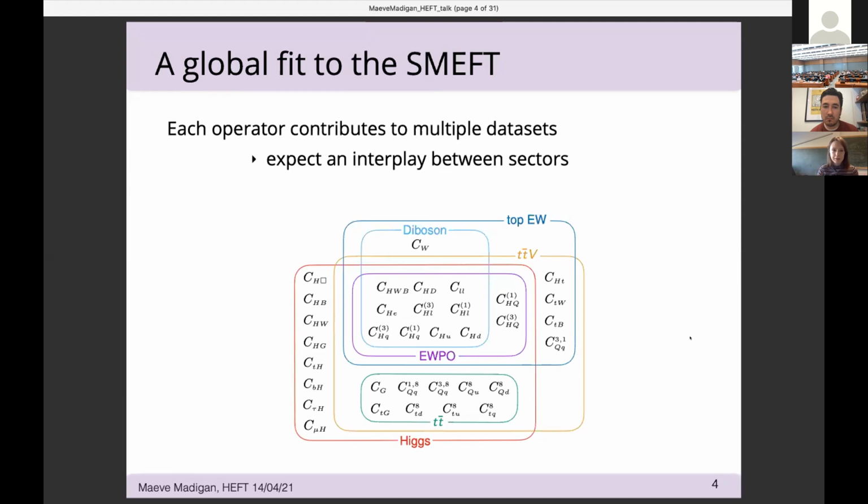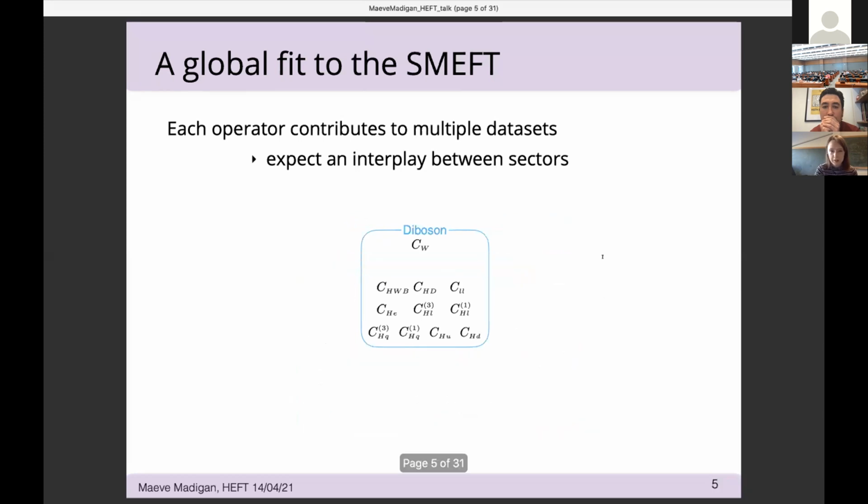And so it's no surprise that each operator contributes to multiple different types of data sets. We can expect some sort of interplay between the different sectors of measurements, from things like diboson measurements, Higgs measurements, top, and electroweak measurements. The example I'm showing you here comes from our fit, where we look at how the different operators we use in the fit contribute to the different types of data sets.